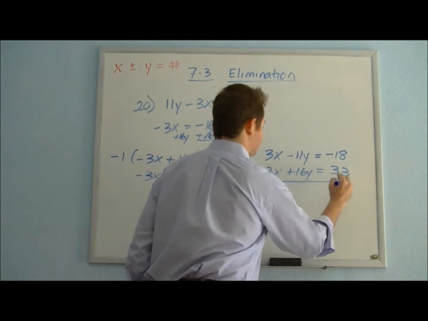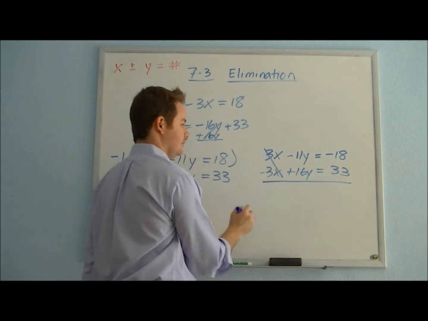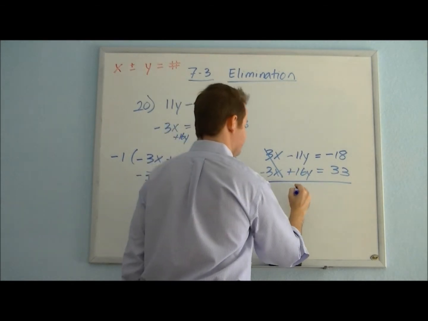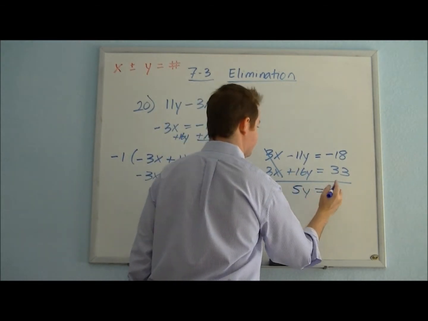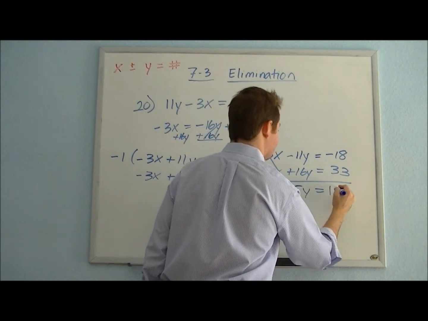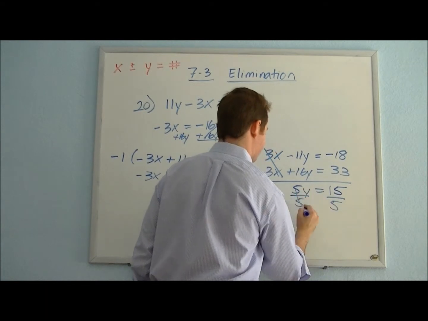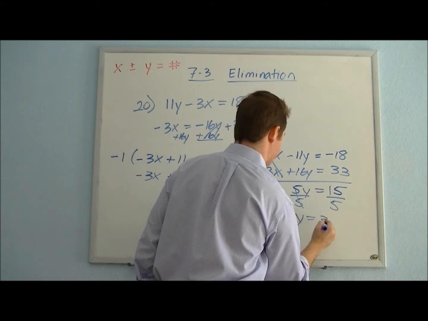And we simply add the two equations together. Positive 3 and a negative 3 cancel. Negative 11 plus 16 would give us 5y. Negative 18 and plus 33 would give us 15. Divide both sides by 5. And we're left with y equals 3.